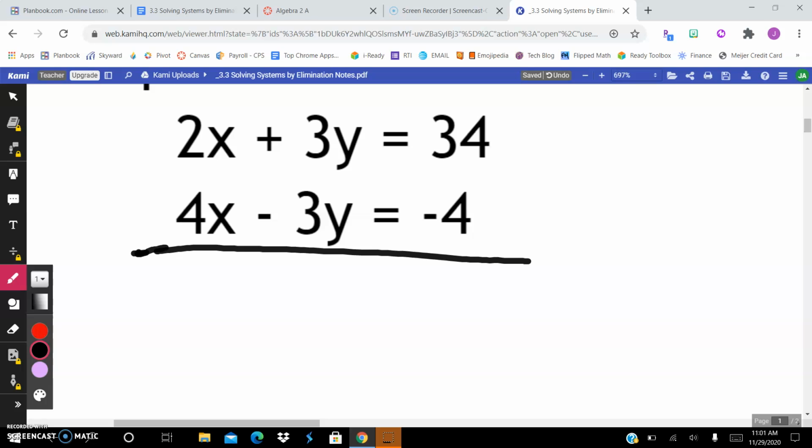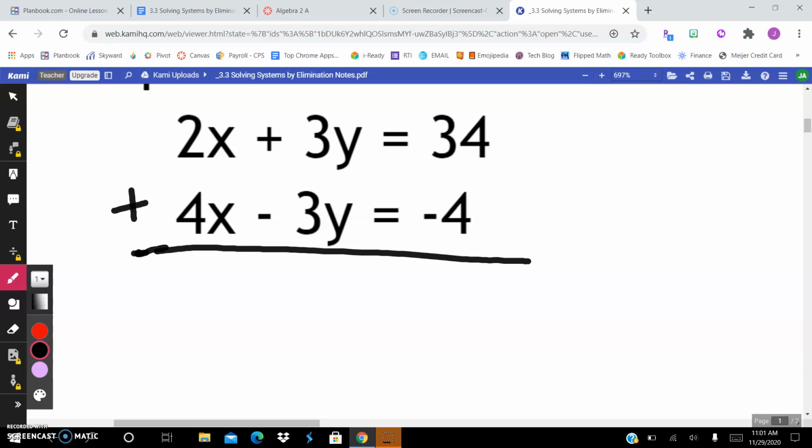If we move over to the y's, we have a 3 and a -3. If I add 3 plus -3, I would get 0. But if I subtracted, I would have 3 minus a -3, which would turn into 3 plus 3, which is 6. So this one I want to add because I want to get 0. I want it to go away right now. So we're going to add these two equations.